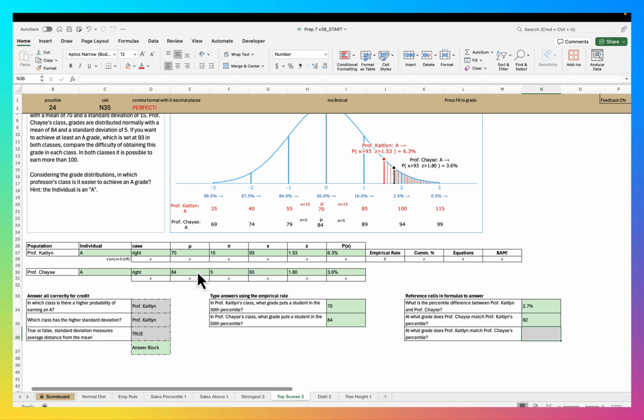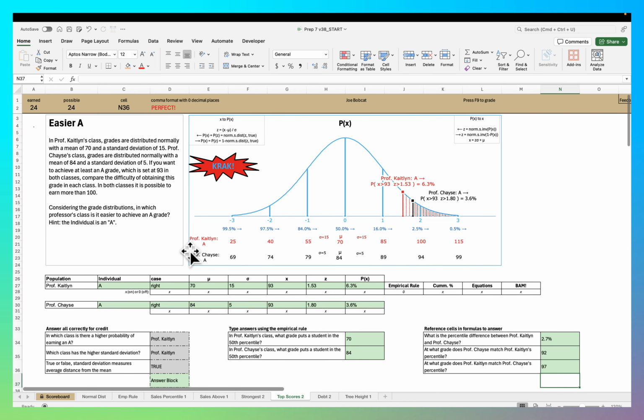And now going the other way, at what grade does Professor Caitlin match Professor Chase? So we'll start out with the z-score for Chase times the standard deviation of Caitlin plus the mean of Caitlin. And we're good to go. All right, another one down.